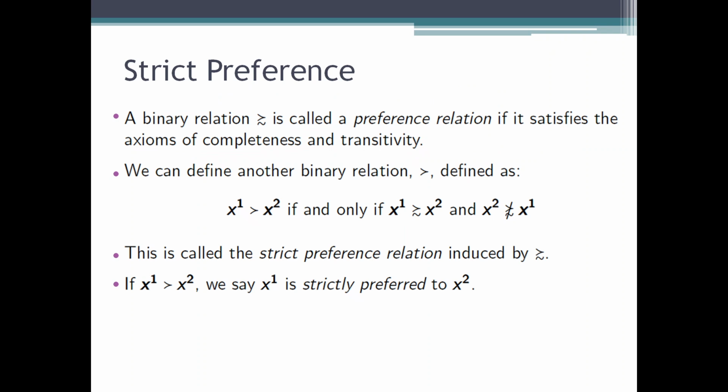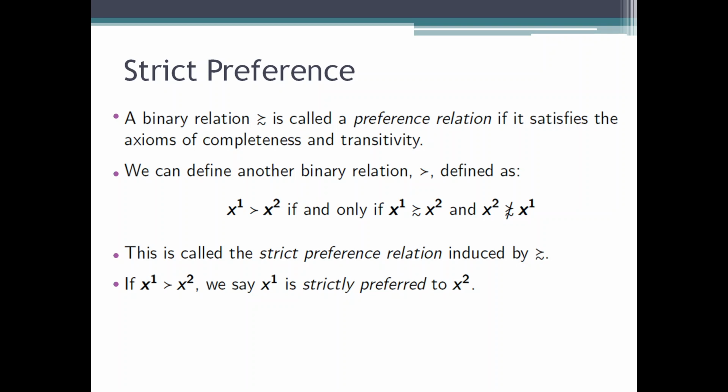So let's go to the preference relation. What do we mean by preference relation? A binary relation, when I say binary, means two. So we'll just assume that we have only two bundles. Once I say binary relation, it is the relation between only two bundles. And this notation, as we just said, means at least as good as.